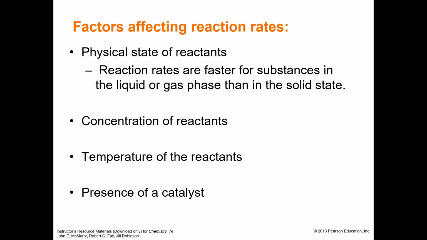There are several factors that affect how quickly a reaction will happen. One is the physical state of the reactants. It's usually faster for a reaction that's in the liquid or the gas phase than it is for reactants that are in the solid state. So if we start with just liquid or gas reactants, the reaction will often proceed more quickly. Concentration of the reactants affects reaction rate, and we're going to look at specifically how that factors in later on. The temperature of the reactants: in general, a reaction will proceed more quickly at a higher temperature, although that's not always necessarily the case. And also the presence of a catalyst. We can sometimes speed up reaction rates using a catalyst, and we're going to talk specifically about that in another video.